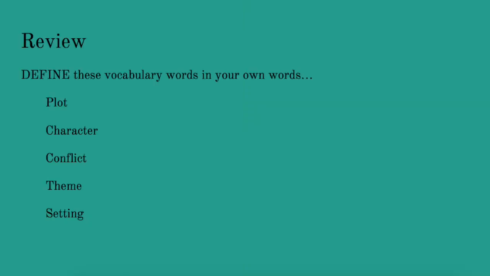Alright, I'd like to start out this lesson by defining these vocabulary words. By this point in the year, we've covered these words many times, so you should be pretty familiar with these terms. So I want you to pause this video and write down the definition of these words in your own words. This will also be checked at the beginning of next class. So go ahead and pause the video, write down your own definitions, and then we will continue.